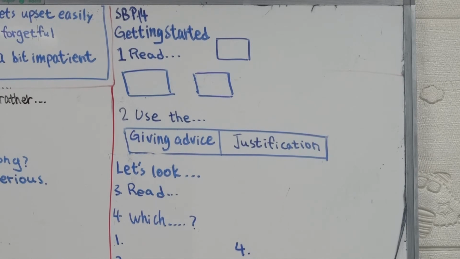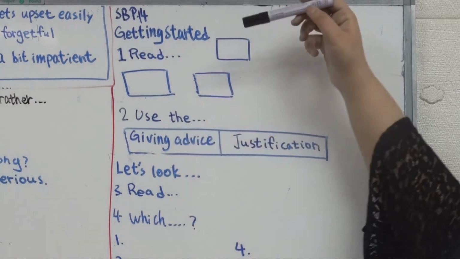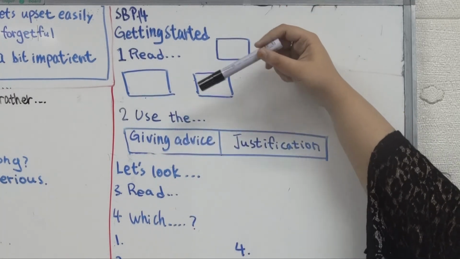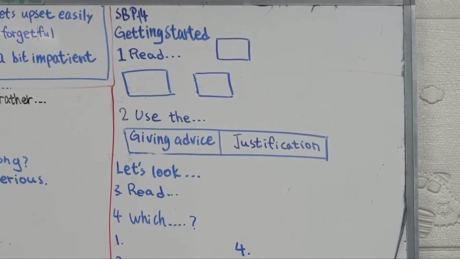Okay, let's have a look at part 1. Getting started. Read the extracts from 3 teenagers' emails. Who is lonely, who is desperate, and who is shy? There are basically 3 teenagers' emails, one from Danny, one from Tom, and one from Sally. We have to figure out who is lonely, who is desperate, and who is shy.